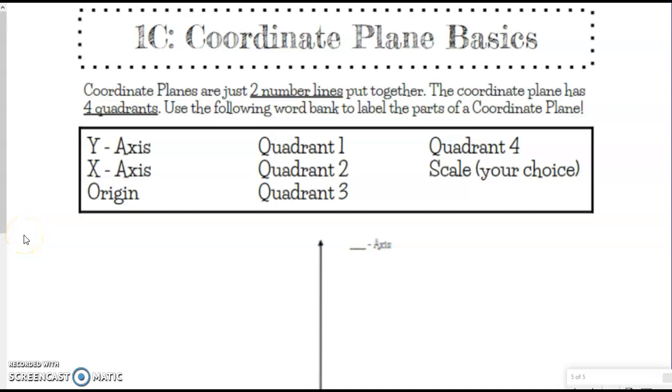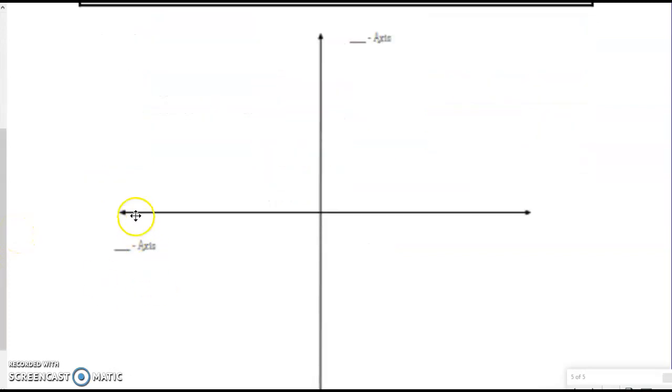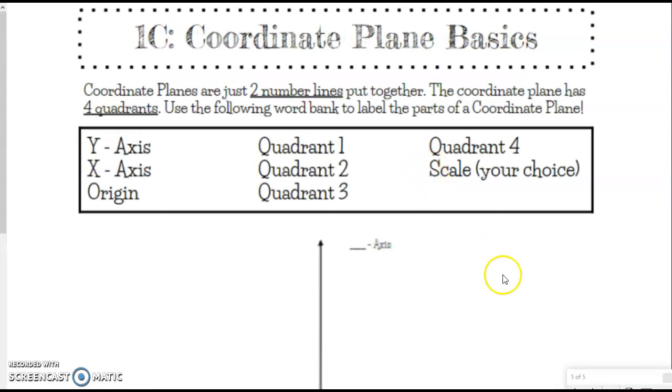Let's talk about coordinate planes. So these are just the basics. I know we've talked about these before, but I'm just going to give you a review. Coordinate planes are just two number lines put together, right? We have a vertical number line and a horizontal number line that are just put together. So the coordinate plane has 4 quadrants, and I want you to use the following words from the word bank to label the parts of the coordinate plane.